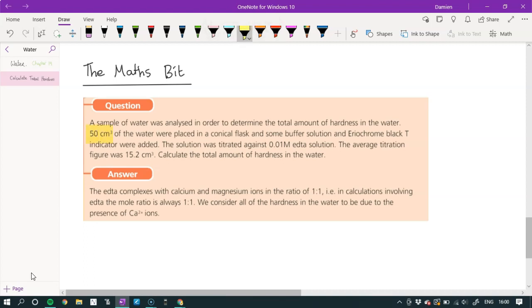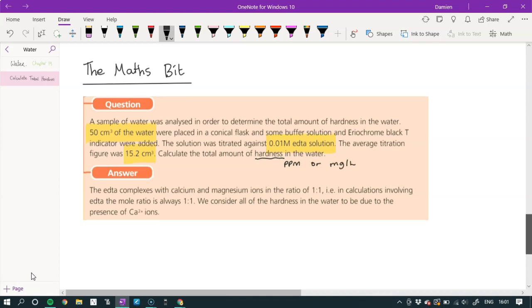It says 50 cm cubed of water were placed in a conical flask, and some buffer solution and Eriochrome Black T indicator were added. The solution was titrated against a 0.01 molar EDTA solution, and the average titration figure was 15.2. You're asked to calculate the total amount of hardness in the water. If we're asked to find the total amount of hardness, then that's going to be ppm. We need to find the amount of milligrams per litre.